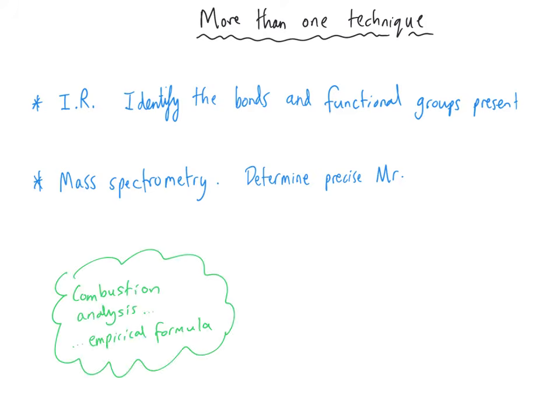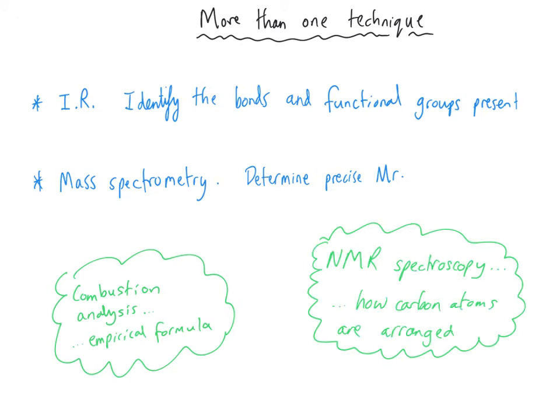Other supporting information might come from combustion analysis, which, as we saw in the amount of substance topic, enables you to arrive at an empirical formula for a substance. And finally, we might choose to use nuclear magnetic resonance spectroscopy, which enables us to determine how different carbon atoms are bonded together and organised in an unknown molecule. More about NMR spectroscopy in Year 2 Organic Chemistry.